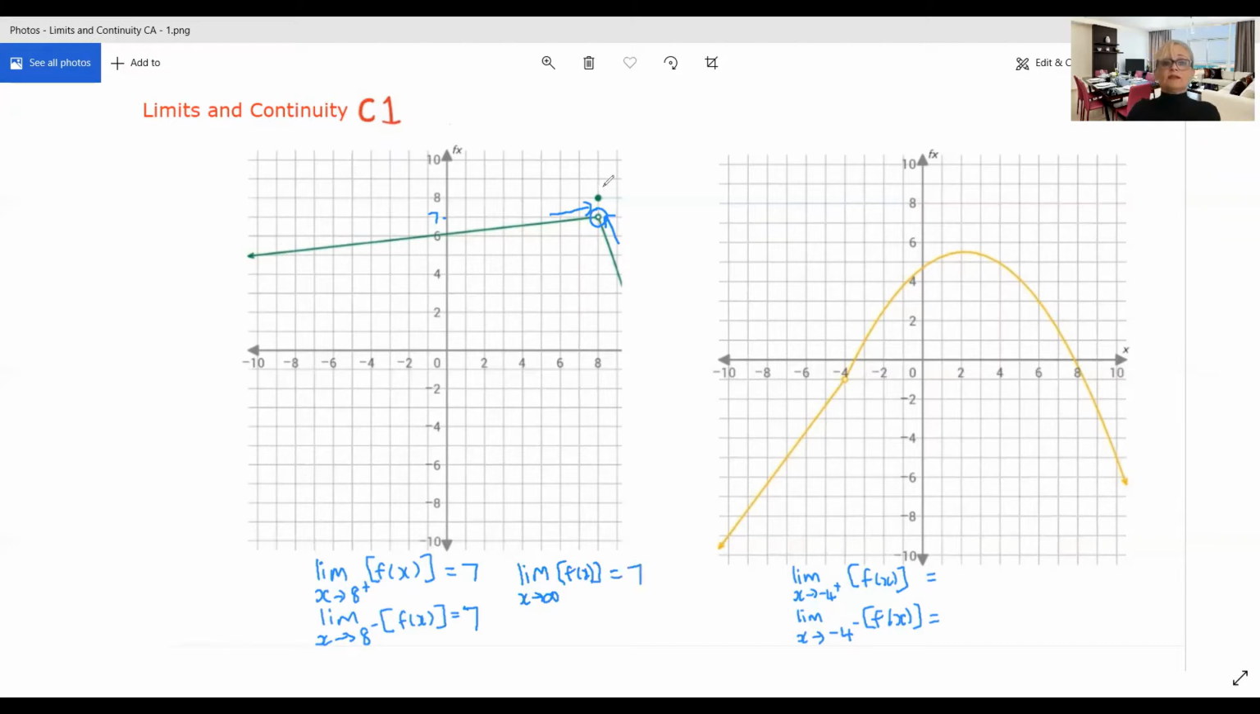Now have a look at this. This is the actual value of the function when x is 7, and that is actually not the limit. So that's an interesting example.